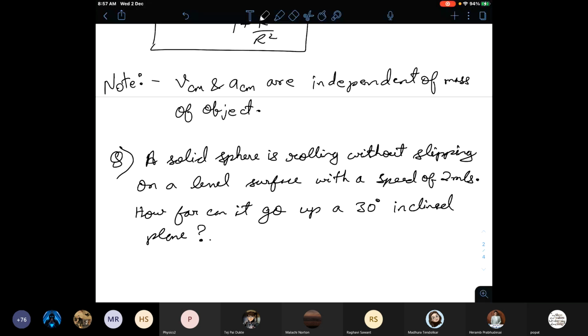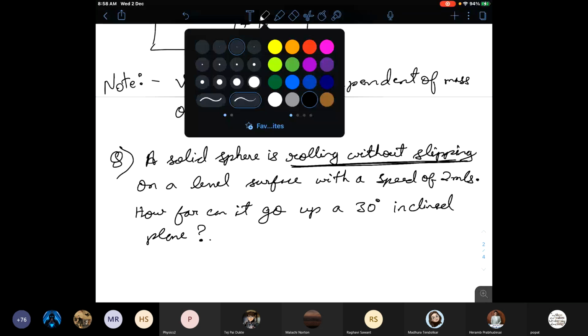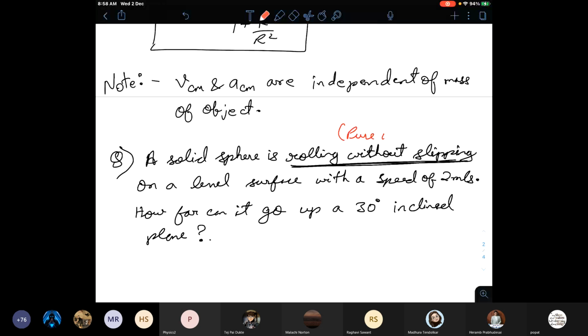There is a solid sphere which is rolling without slipping. Understand this. Rolling without slipping also means pure rolling. This is another term used for pure rolling. I already told you that the friction at the point of contact is static. Static means there is no slipping. If kinetic friction would have been there, then there would have been slipping, like in drifts. So here it is not the case. It is rolling without slipping, that means pure rolling.